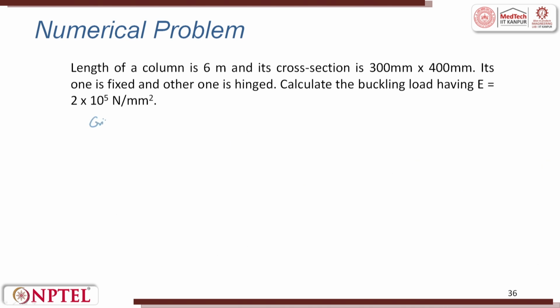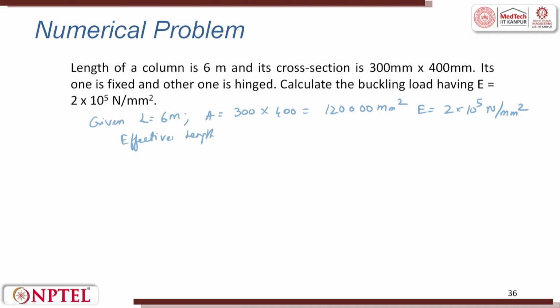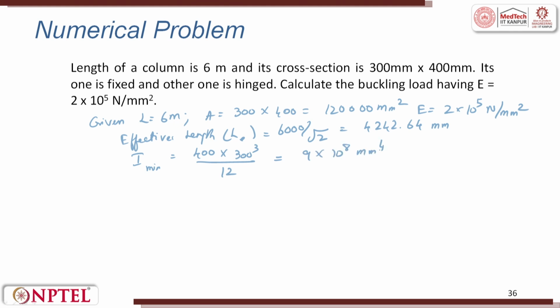So, now given L equal to 6 meters, A equal to 300 cross 400 millimeter square, E equal to 2 into 10 to the power 5 Newton per millimeter square. So, the effective length LE is equal to 6000 by root 2, which is nothing but 4242.64 millimeter. Now, I min is nothing but 400 into 300 cube by 12, which is 9 into 10 to the power 8 millimeter 4. I is the moment of inertia.